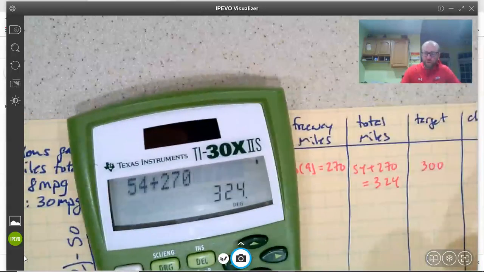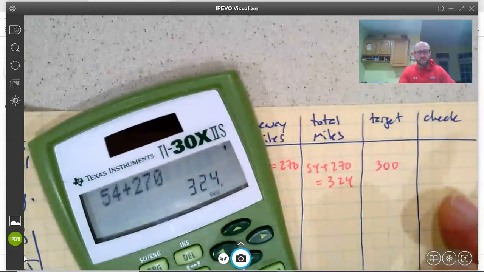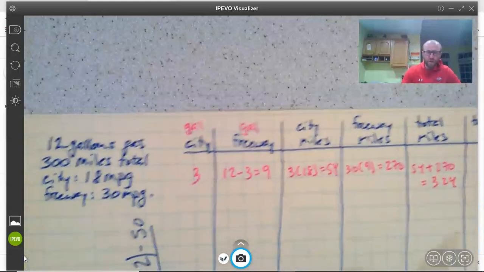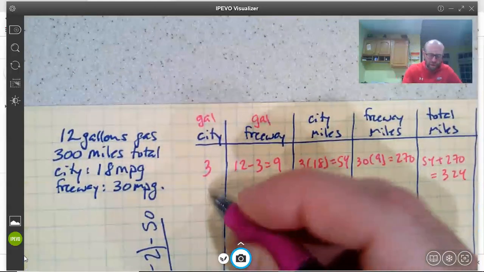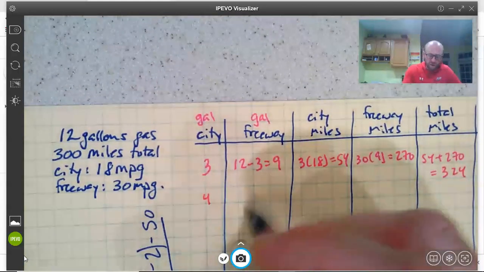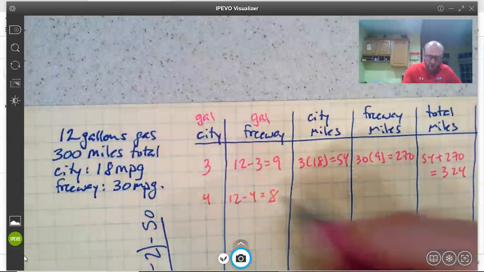324. And we were shooting for 300, so over here in the check column, which asks whether it adds up or not, that's a no. So let's try a different one. Let's try 4. 4 gallons in the city. So on the freeway, that's 12 minus 4 equals 8.